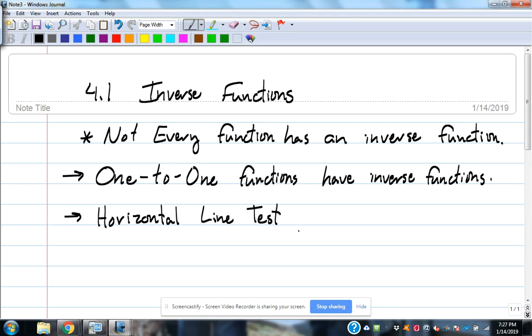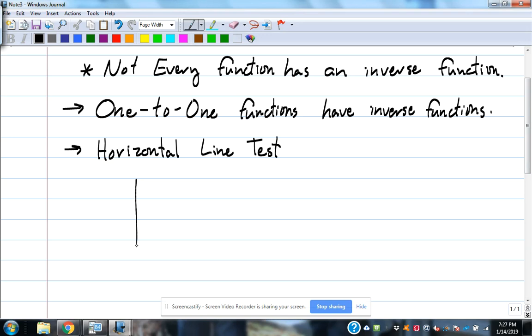Y'all remember us doing the vertical line test back last semester to test functions? The horizontal line test has the same rule. If it hits it more than once, it fails. Remember we did the vertical line test on, I'm just going to sketch a little graph here. Maybe you had something like this. That right there passes the vertical line test because I can drop a vertical line anywhere on there. It only touches it in one spot every time I drop it, no matter where I put it. Okay? This is a function.